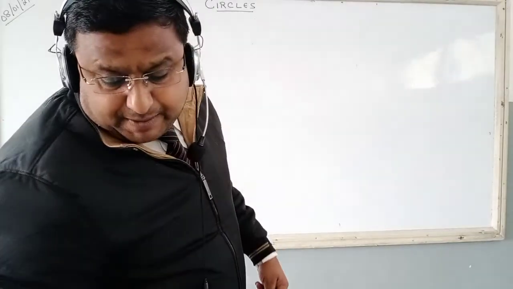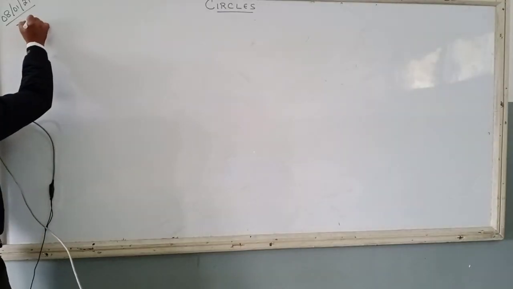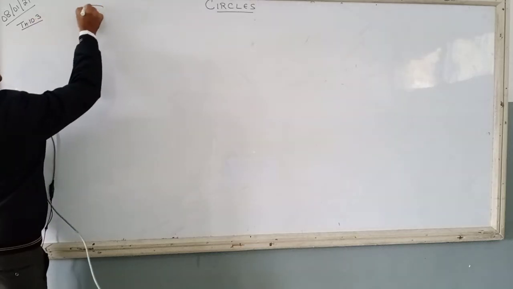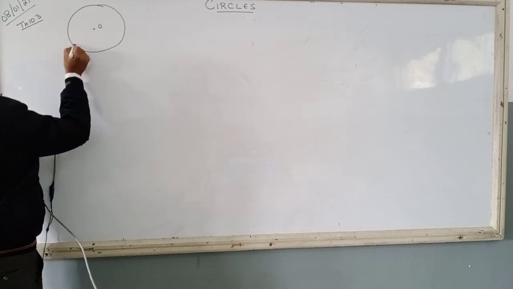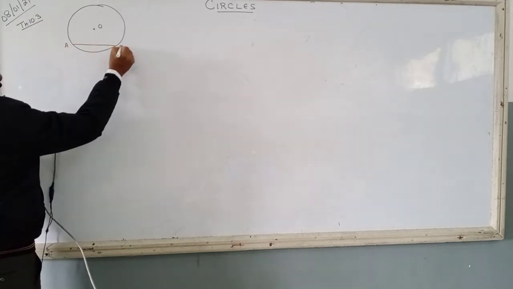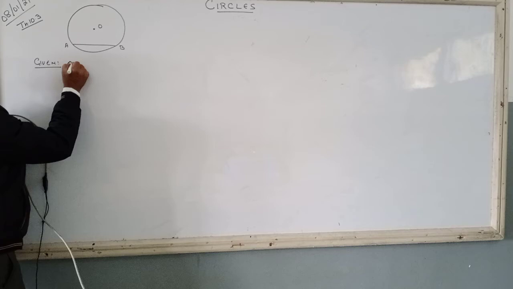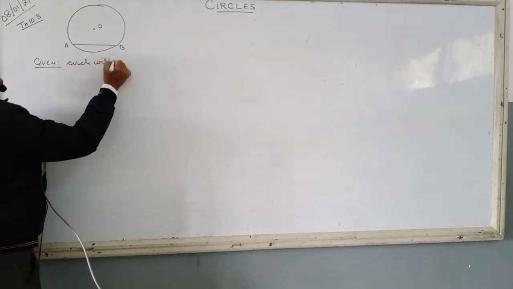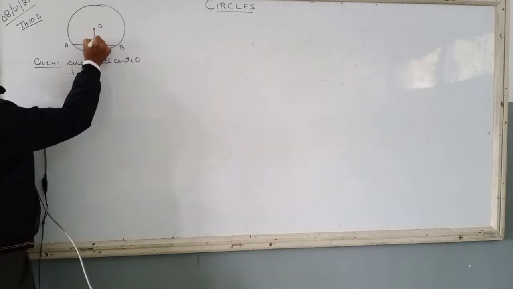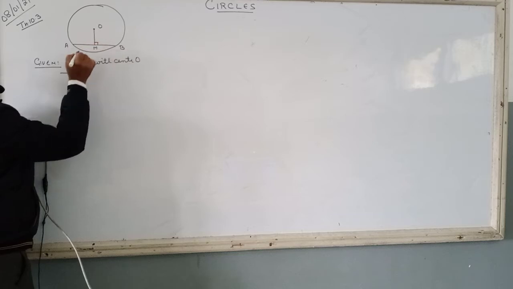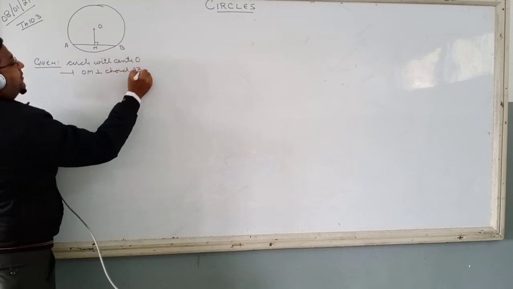Check what it says. The perpendicular from the center of a circle to a chord bisects the chord. Theorem number 10.3. This is a circle with center O, and this is a chord, say AB. What is given? We are given a circle with center O and OM perpendicular on chord AB.